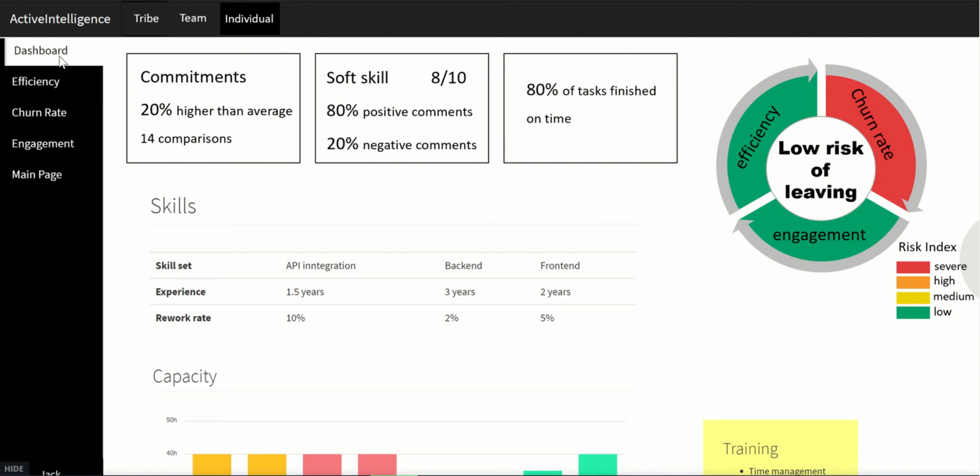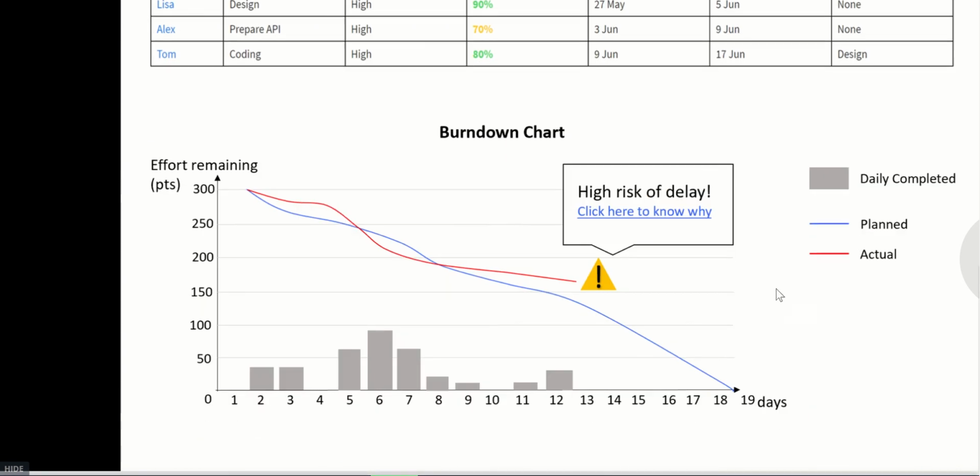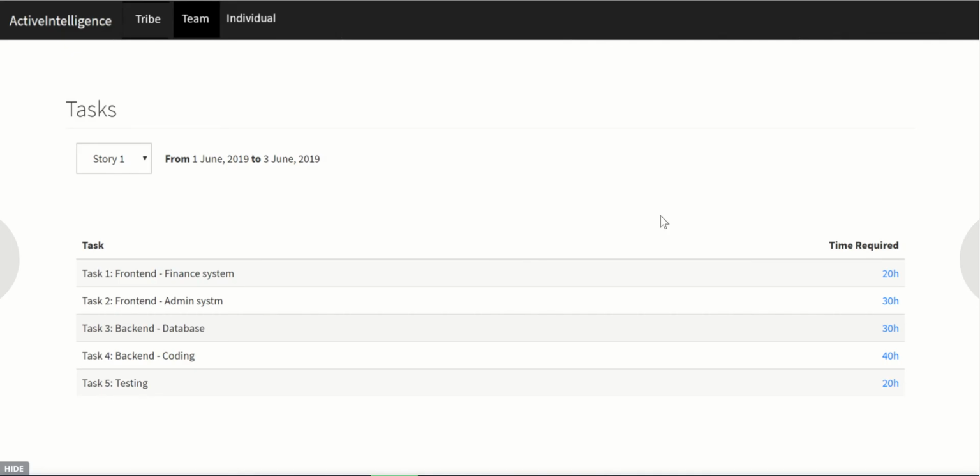The final use case I was mentioning is resource allocation. So how do we find the right resource at the right time? Let's go back to the tribe lead. So let's say from here, there is a burn down chart. As a product owner, suddenly you find that there is a high risk of delay. The question is why? So you press here, and you find that for one of the user stories you need 20 hours of front end, 20 hours of back end, so a number of hours.